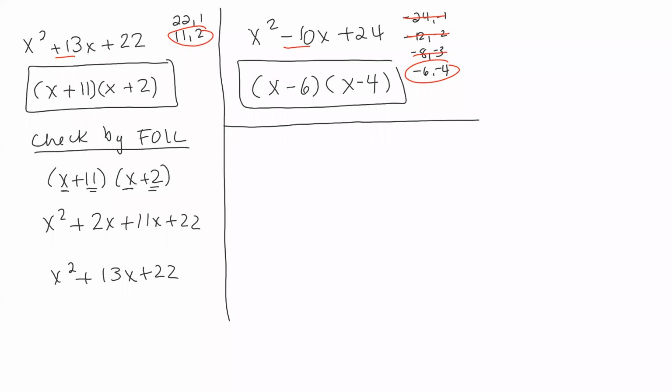Let's say that this time we have x squared plus 12x plus 35. Let me fix that x, it looks kind of wacky.